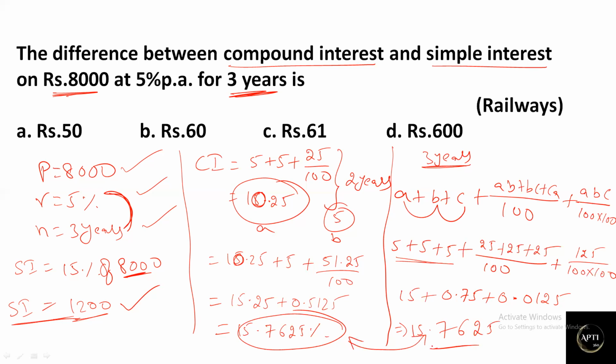Now what is that exact value? Here you already know that simple interest is 1200. What is compound interest? Compound interest means 15.76%. If you calculate generally, 15% is 1200. Now 15.76%. If 15.76 means, let's consider if 1% is 80.